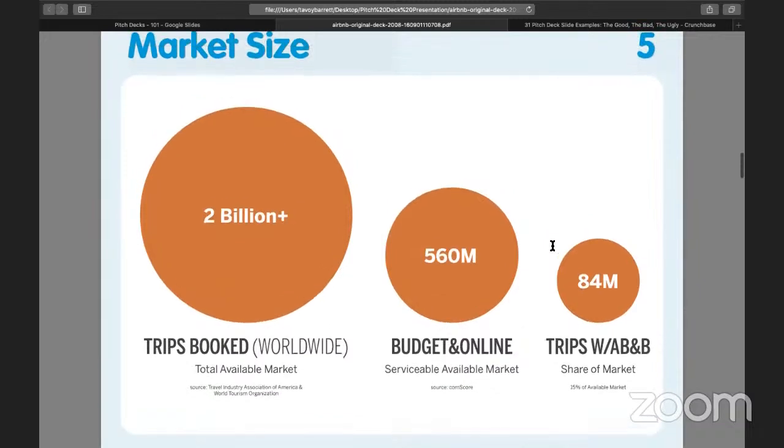Market size, 2 billion trips, and it shows exactly what's happening in the market. So this would be related specifically to the worldwide travel space. So trips booked worldwide, 2 billion plus total available market. Of that, 560 million is budget trips booked online. And of that 560 million, Airbnb was after 84 million of that market size.